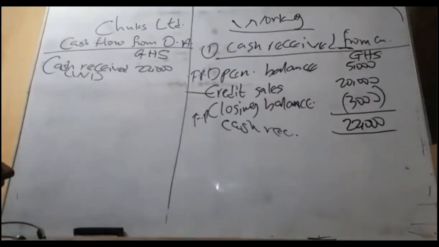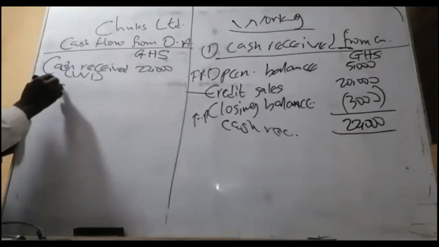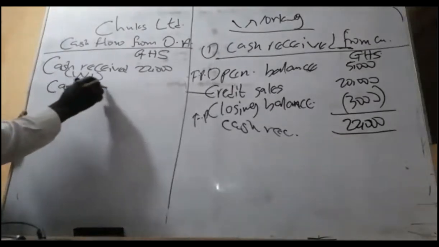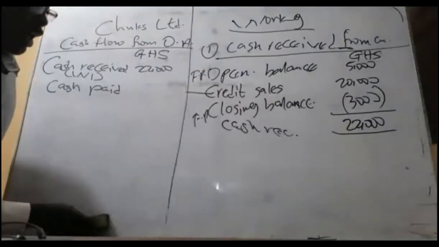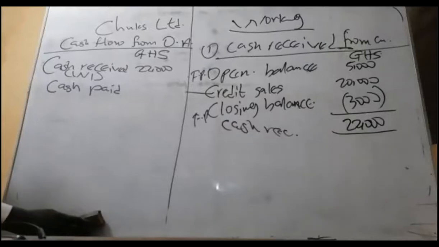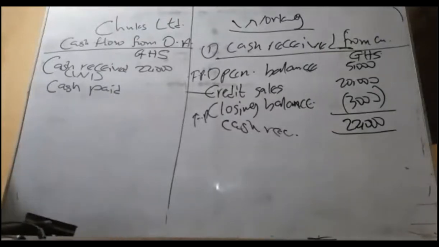Okay. The next one is cash paid to suppliers, right? Anytime you are looking for something paid or something received, just get their opening balances and their closing balances. You are done. So with cash paid to suppliers, suppliers are who? Trade payables or the creditors.